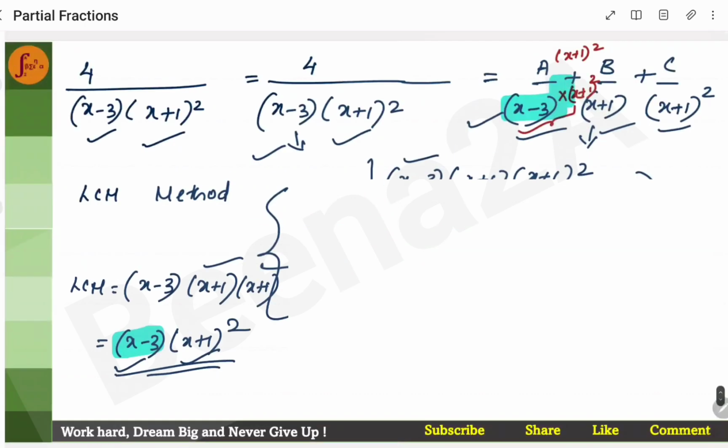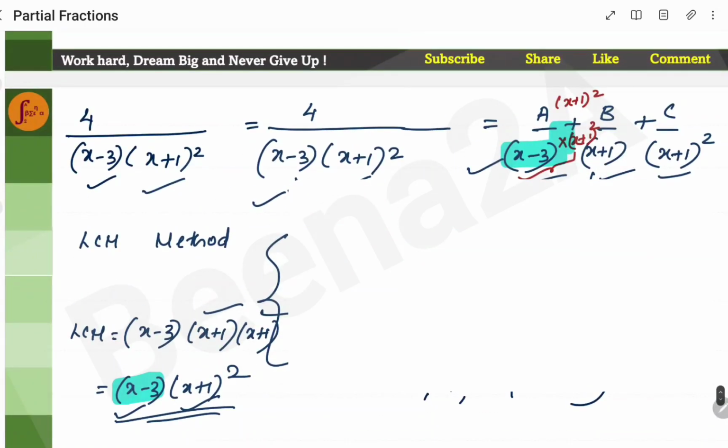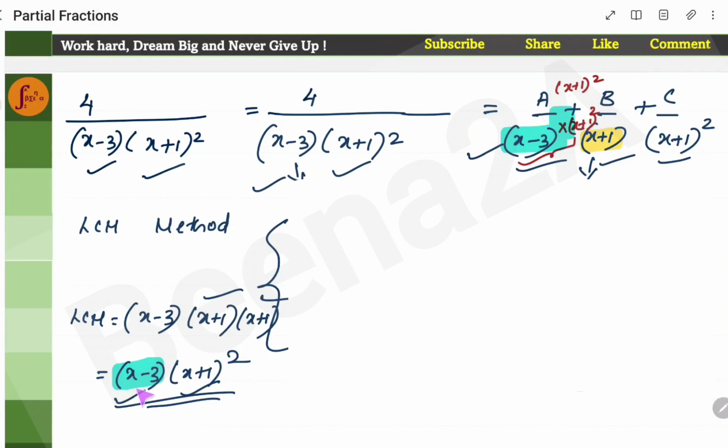Now what about b? What do we have in b? We have x plus 1, right? What is left out? x minus 3 is left out and one more x plus 1, right? There's only one x plus 1. I need to have x plus 1 the whole square. So what is left out? It's x minus 3 into x plus 1.